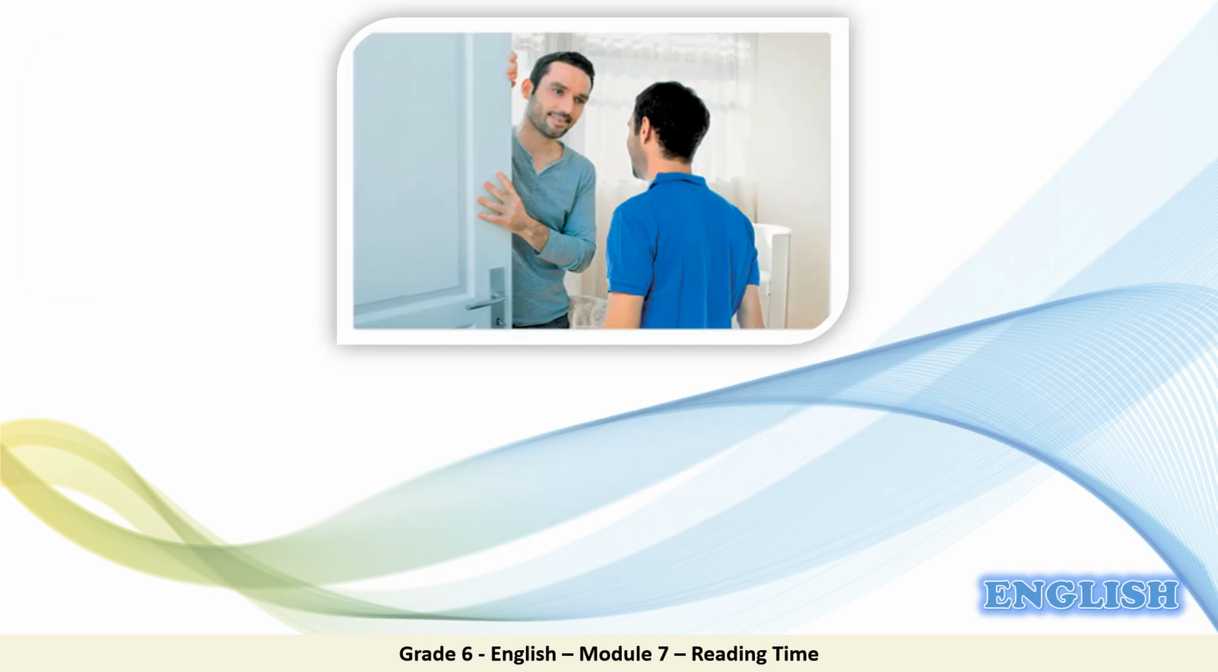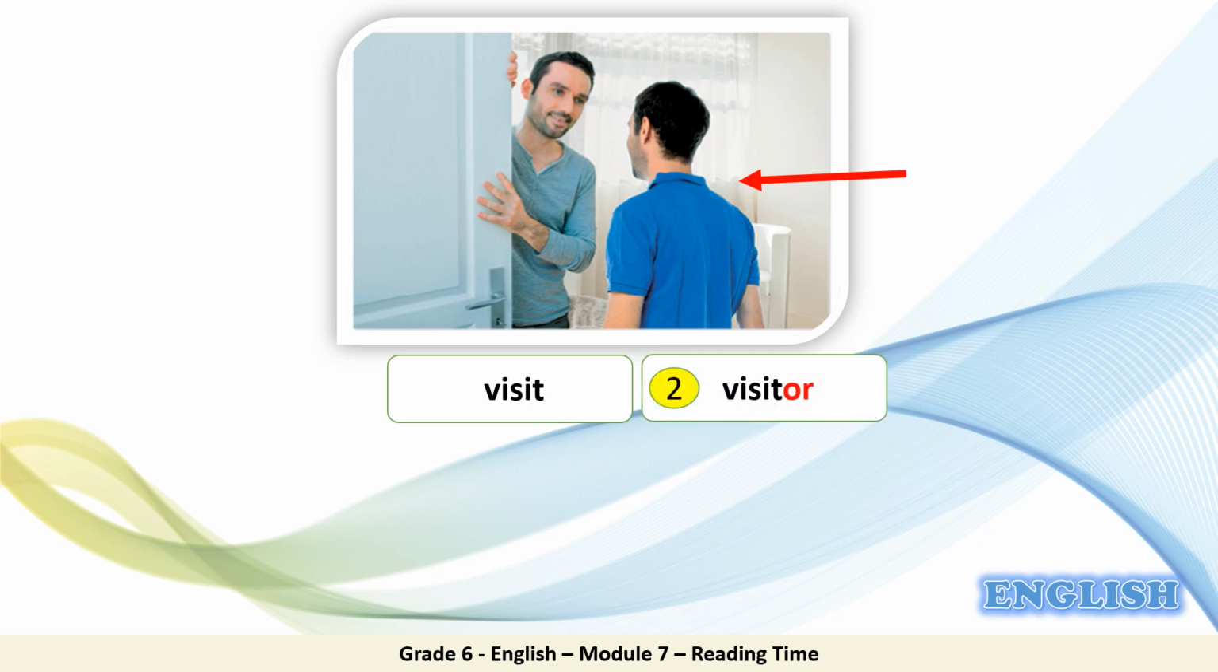Now let's move to another word. What can you see in this picture? Good. We can see 2 men. One is at his house and this one is visiting him. Visit. What we call a person who visits another one's house, or who visits a place like a park or a museum or any other place. We call him visitor. Visitor.